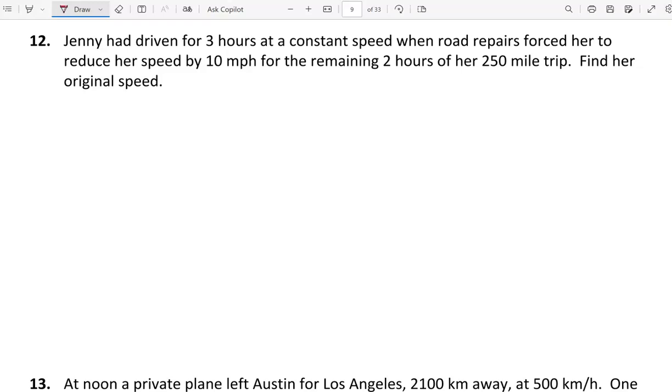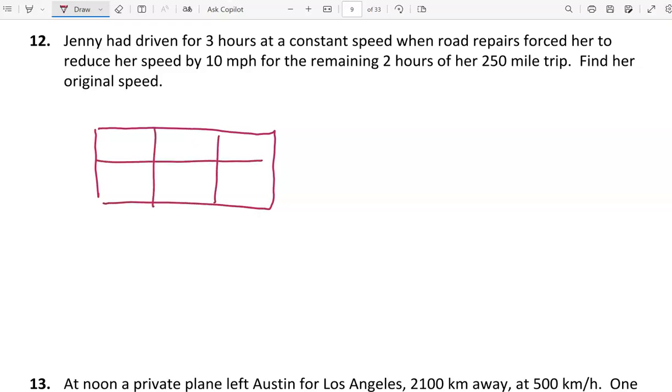All right, Jenny had driven for 3 hours at constant speed when road repairs forced her to reduce her speed by 10 miles per hour for the remaining 2 hours of the 250-mile road trip. Find her original speed. All right, I'm going to get organized here. These rates are measured in miles per hour, which I'm going to write in fraction form. That suggests that we should be multiplying by hours and get a result measured in miles.